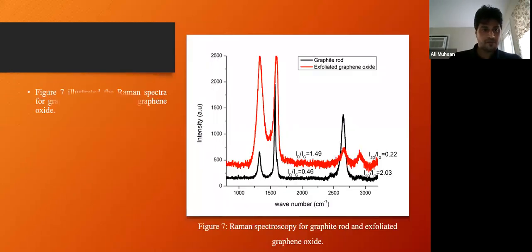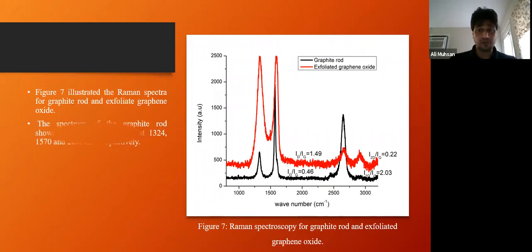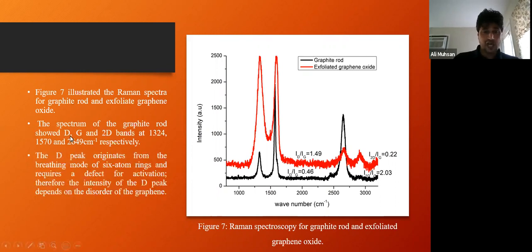Figure 7 illustrates the Raman spectra for graphite and exfoliated graphene oxide. The spectra showed D, G, and 2D bands. The D peak originates from the breathing mode of six atoms and requires a defect for activation. Therefore, the intensity of the D peak depends on the disorder of the graphene. We see here in this figure the D peak, the G peak, and the 2D peak.